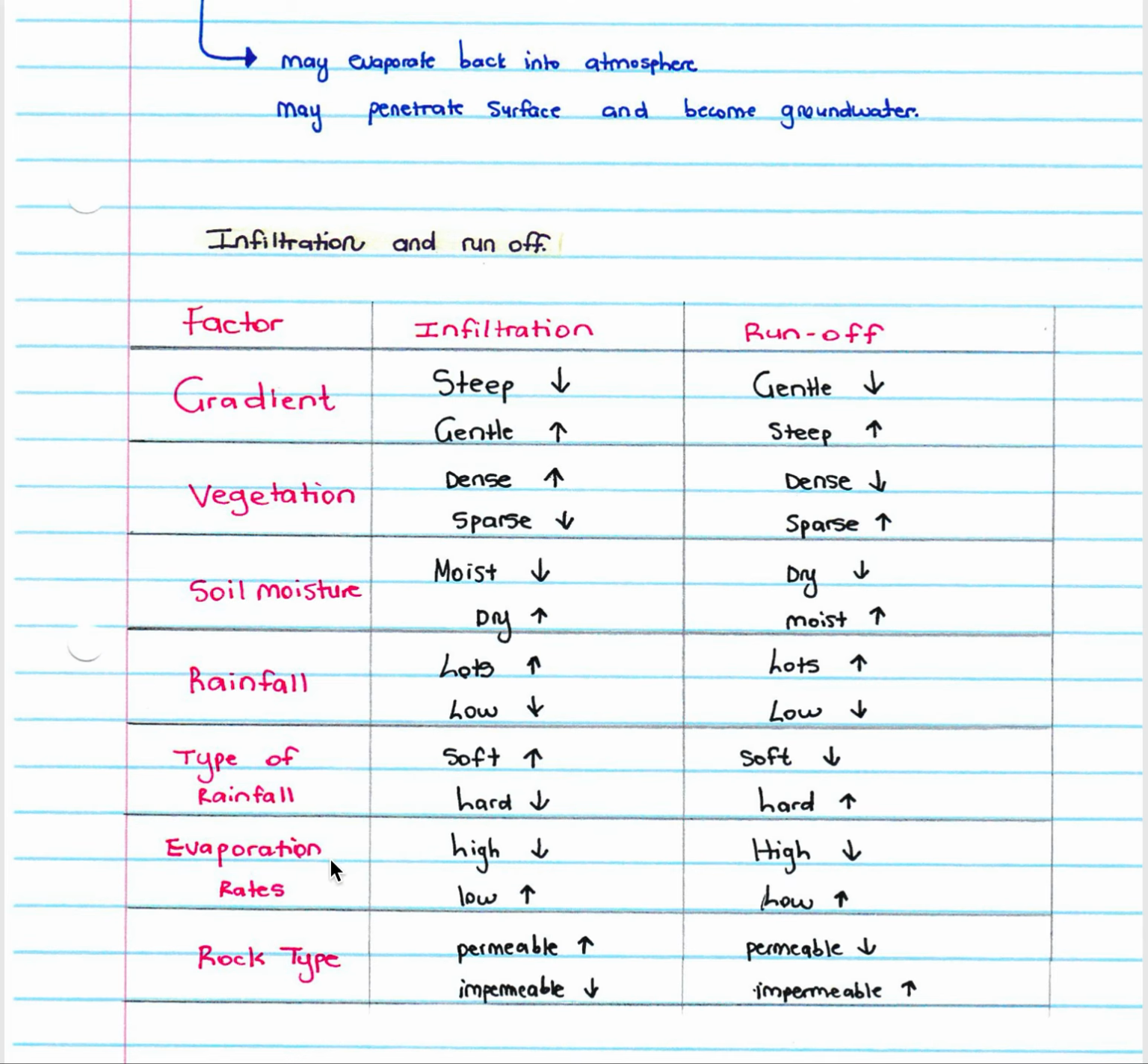We look at evaporation rates. High evaporation rates will lead to less infiltration because water is evaporated quickly. Low evaporation rates increase our infiltration because we have more water to be infiltrated. High evaporation rates lead to less runoff simply because there's less water, more of it is evaporated, and a low evaporation rate will lead to high runoff because we have more water to run off the surface.